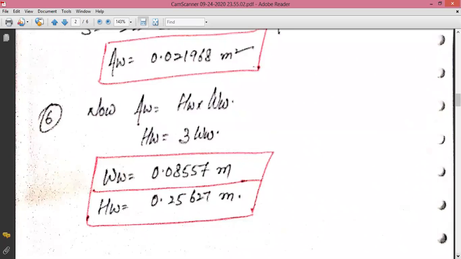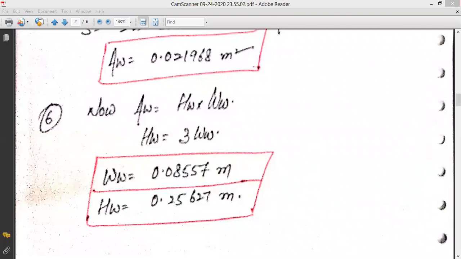So take your time and get these values. Either you got these values or not. If you got these values, it is okay. If you did not get these values, kindly go through and separate this AW in terms of HW and WW. That means when you get the area of the window, you have to separate this area of the window into two terms: the height of the window and the width of the window.